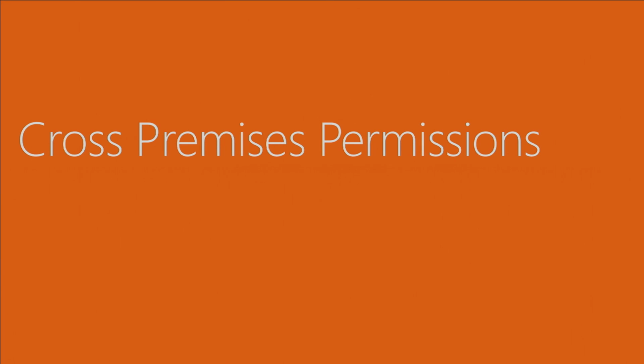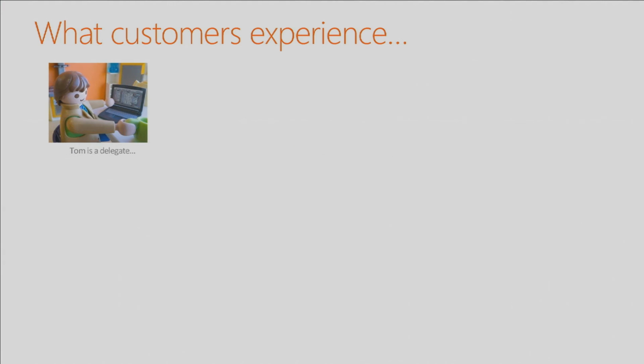All right, this is something I've been getting a lot of questions about too, cross-premises permissions. This is basically one of those scenarios where you have a customer. The customer experience is, Tom is a delegate. Sarah's the CEO. Both mailboxes are on premises. They're humming along just fine.